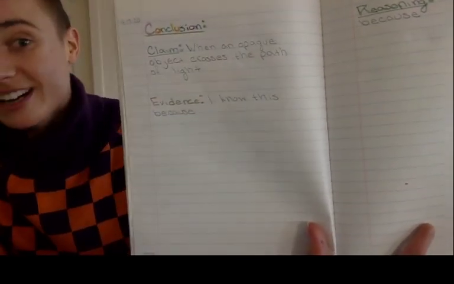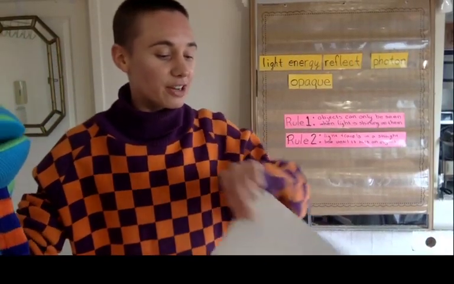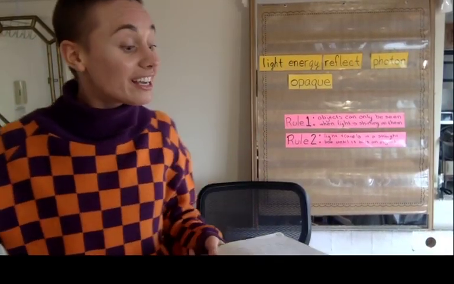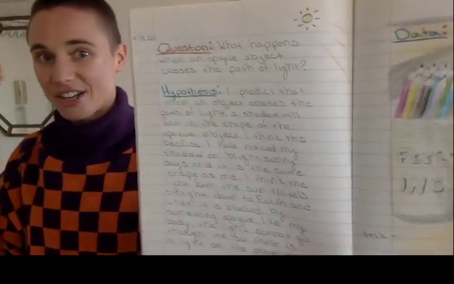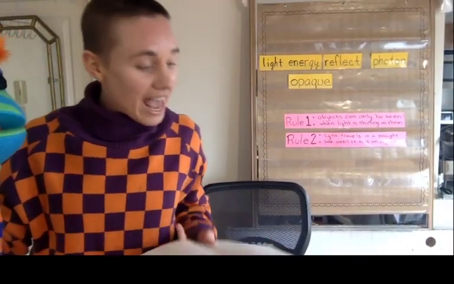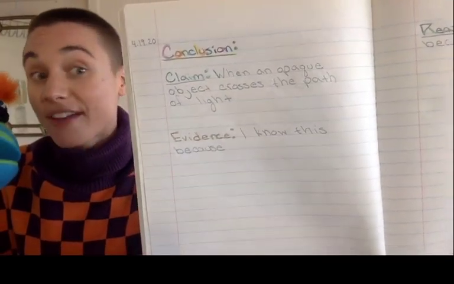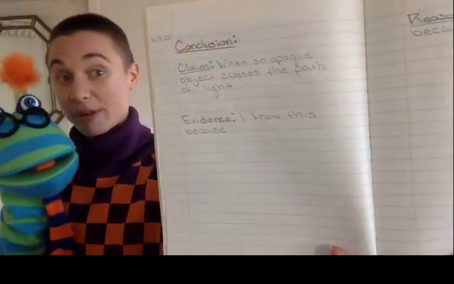Then you are going to start your claim by looking back at your question from yesterday. So, let me look back at the exact question from yesterday. Ooh, it was, what happens when an opaque object crosses the path of light? So I can restate that by saying, when an opaque object, using that vocabulary word, crosses the path of light, and then you are going to tell me what happens.